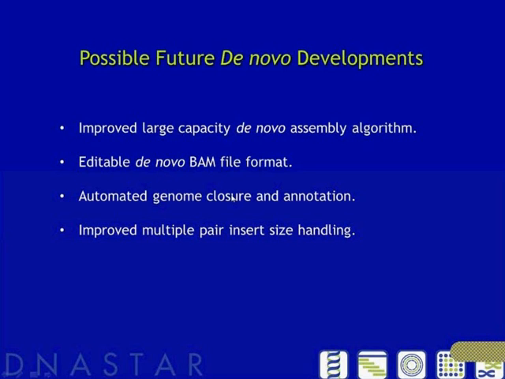We also are looking at some automated genome closure and annotation. For certain genomes that are well characterized, where you might know what the repeats are, we think we can annotate automatically and close some of the gaps in a more automated fashion. And then we're also doing some current work with improved utilization of multiple pair insert sizes during de novo assembly. There's always room for improvement there, and that's something we feel that we can do.